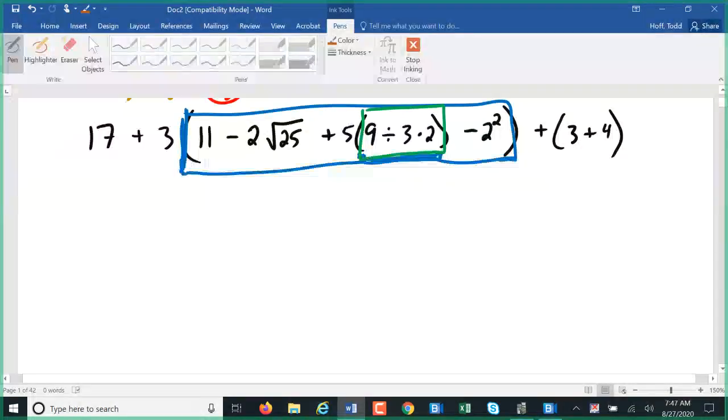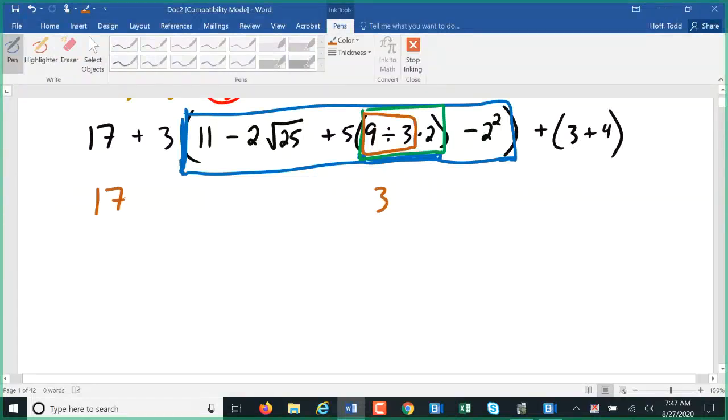Well, inside that parentheses, we still apply the order of operations. So we're looking through. There are no more enclosing symbols. There are no exponents. Multiplication and division, we have multiple operations, so we're going to work left to right. 9 divided by 3 is 3, so I replace that with a 3.